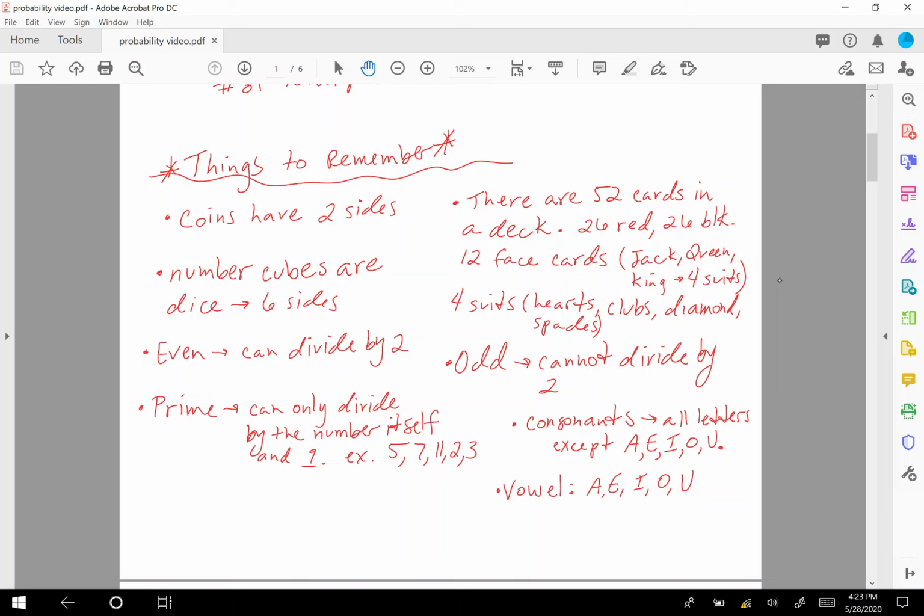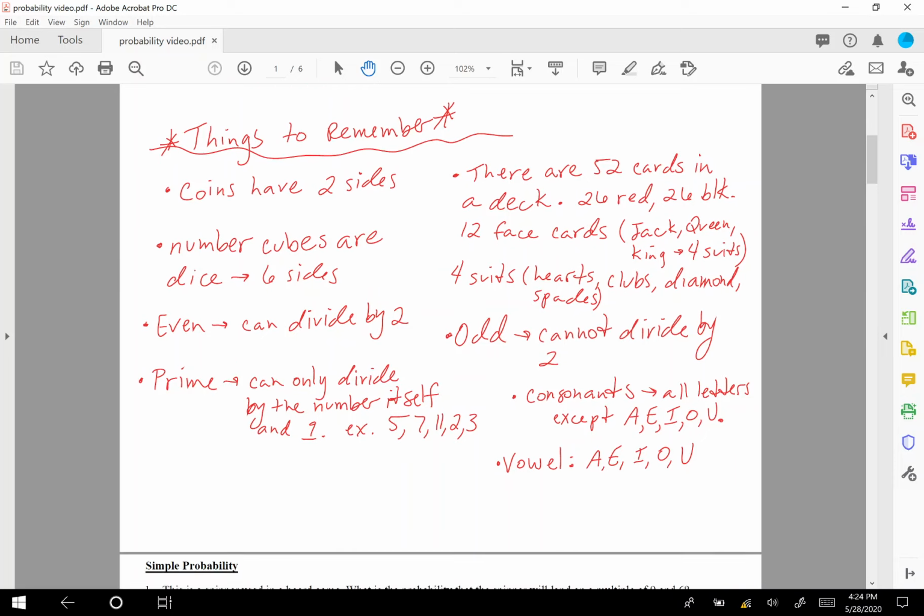Okay, an even number means you can divide the number by 2. Even is you can divide it by 2, odd means you cannot divide it by 2. Prime means that you can only divide the number by itself and 1. So for example, 5, 7, 11, 2, or 3, those are some of the first prime numbers, because you can't divide those except by themselves and by 1.